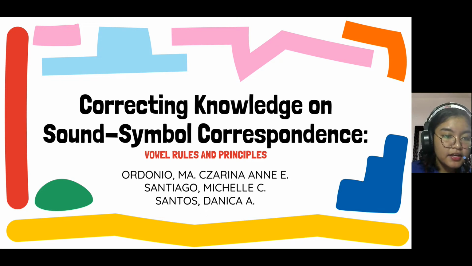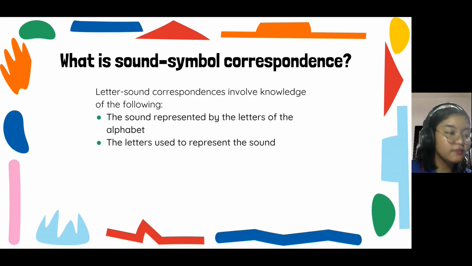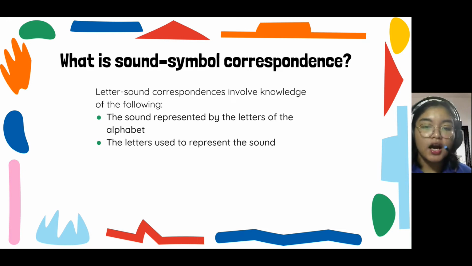To begin with, let's first define what is sound symbol correspondence. Letter sound correspondence involves the knowledge of the following: the sound represented by the letters of the alphabet and the letters used to represent the sound. Letter sound correspondence should be taught one at a time. As soon as the learner acquires one letter sound correspondence, you introduce a new one.